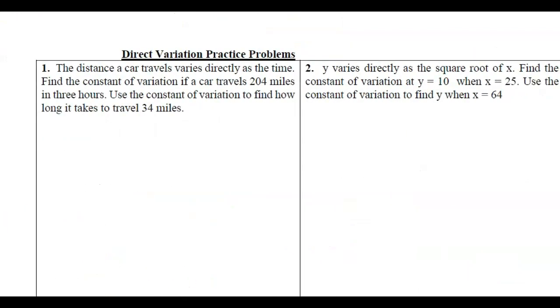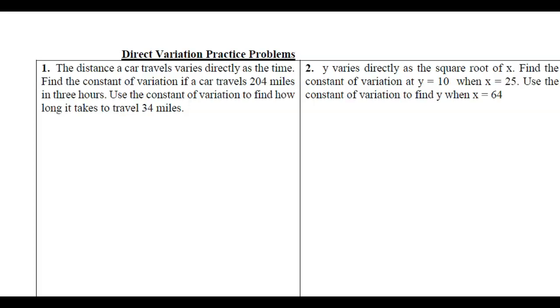For the direct variation word problems at the top, I'm going to look at question number 1. And if you guys have time, you can definitely do question number 2. So for example, number 1 says the distance a car travels varies directly as the time. Find the constant of variation if the car travels 204 miles in 3 hours. Use the constant of variation to find how long it takes the car to travel 34 miles. There's a lot of stuff that's being asked right now.